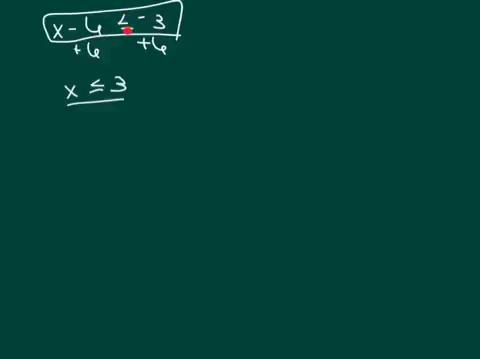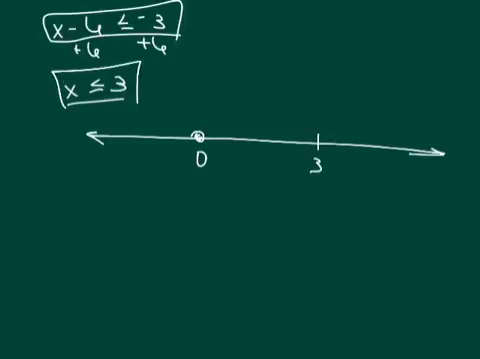This little thing here means equal. So it can either be a number smaller than negative 3 or it can be negative 3. So 3 works. If I put a 0 in here, 0 minus 6 is negative 6. That's less than negative 3, so that works. Alright, so if we're going to graph this, we're going to make a line, and we're going to put 0 and 3, and it says it's less than or equal to 3.